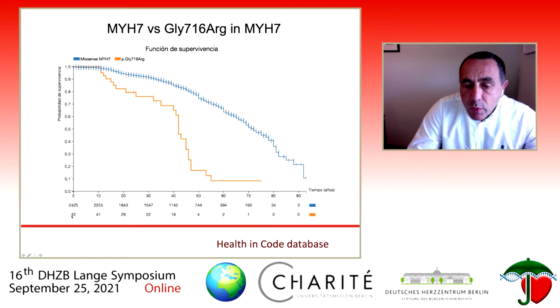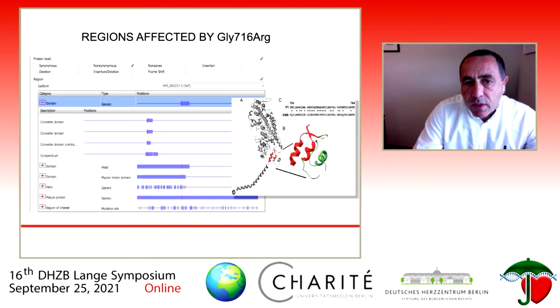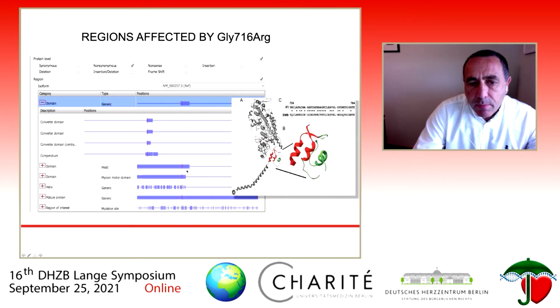So sometimes we do not have enough individuals to evaluate the prognosis of an individual mutation. But we can then try to compare the prognosis of mutations that are similar or are in a similar genetic region. So this is what we did here. These are the protein regions affected by glycine 716 arginine. So it is in the gene, in the whole protein.